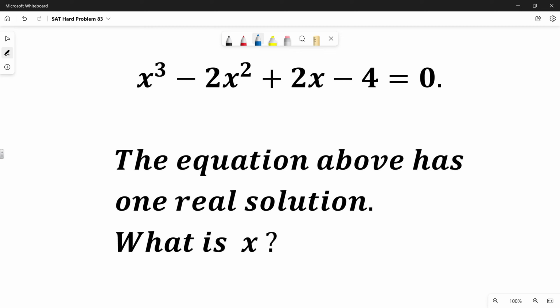Okay, I will solve it now. I can solve it, for example, this way. I will factorize x squared in the first two terms, and I will factorize 2 in second two terms.